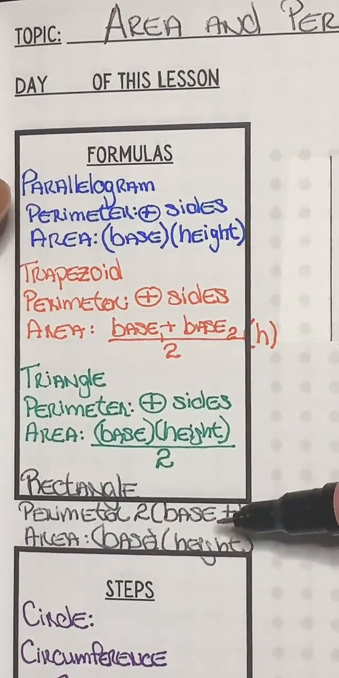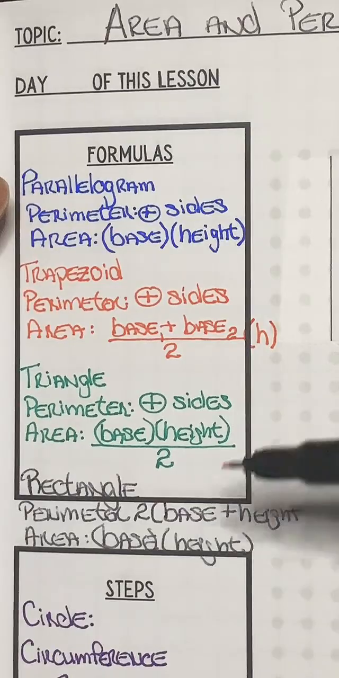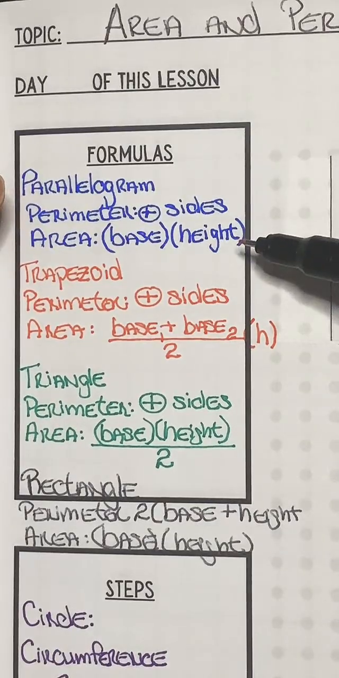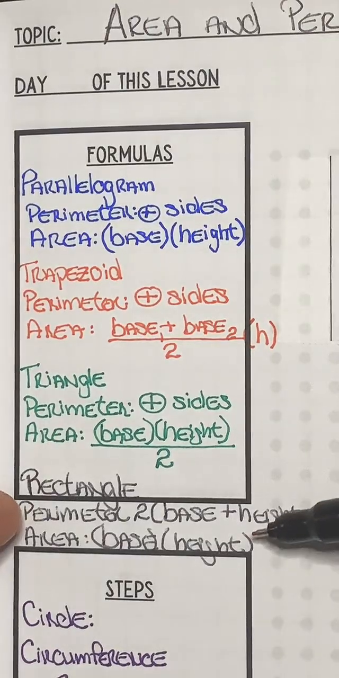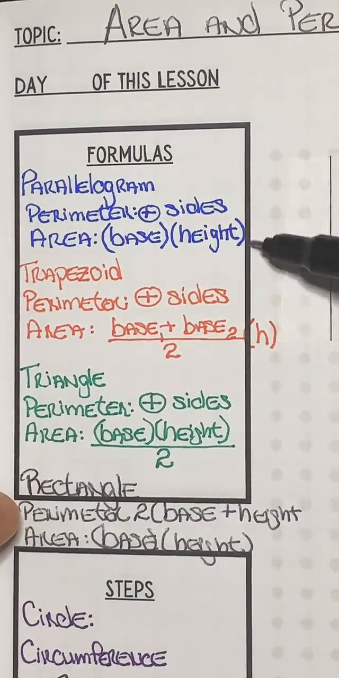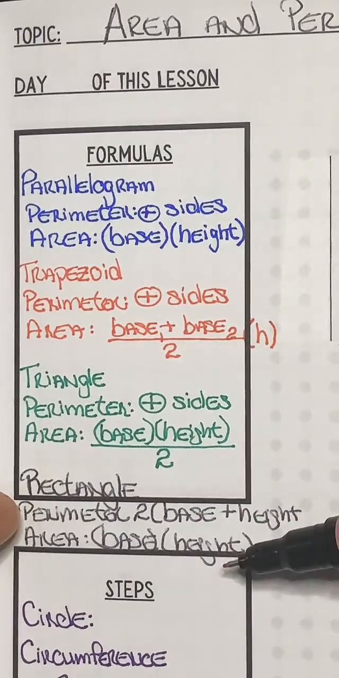Parallelograms and rectangles are the same when it comes to area. You're basically doing your base times your height. I know when we were learning it, it was length times width. Length times width, base times height, very similar, okay? So instead of saying for a parallelogram it's base times height, and for a rectangle it's length times width, it's basically the same thing. You're taking 2 sides and multiplying, right?